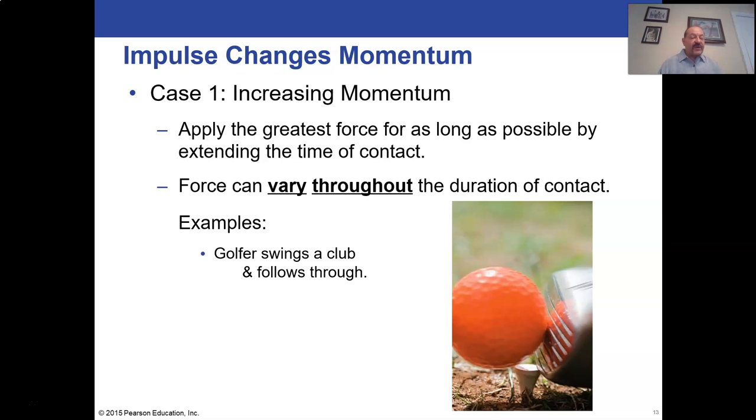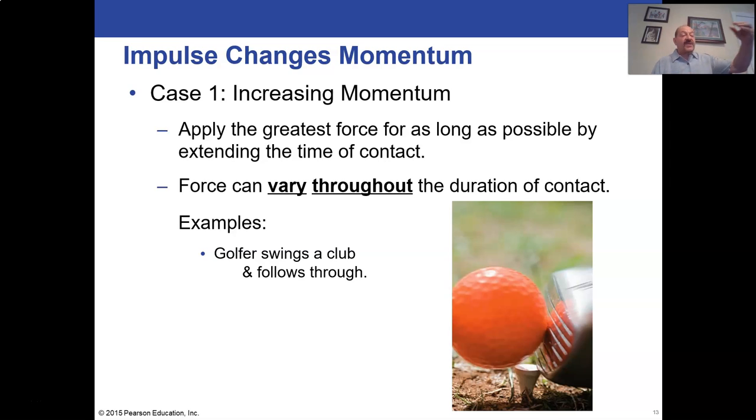So when a golfer swings a club and follows through, the longer the follow through, the more time that force is imparted. It's the same force, but the more time you're imparting that force, the more impulse you're creating. F times T is impulse. The more impulse, the more change in momentum.